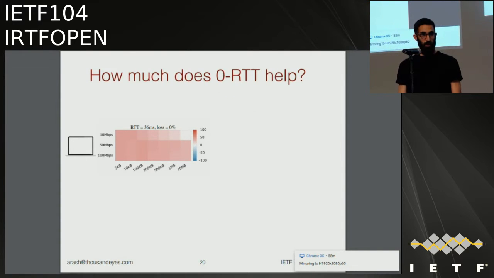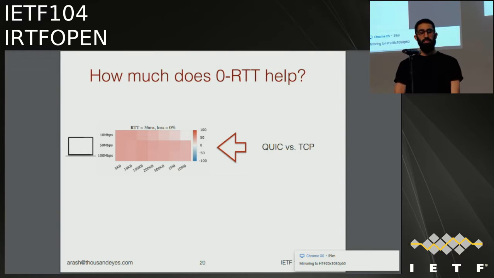All right, the next thing that we wanted to look at was zero RTT, because that's one of the big improvements in QUIC. So we wanted to see how much zero RTT helped with performance. I'm going to go back to our base example where there's no loss and we have a 36 millisecond RTT. As I talked about, QUIC is doing much better than TCP.